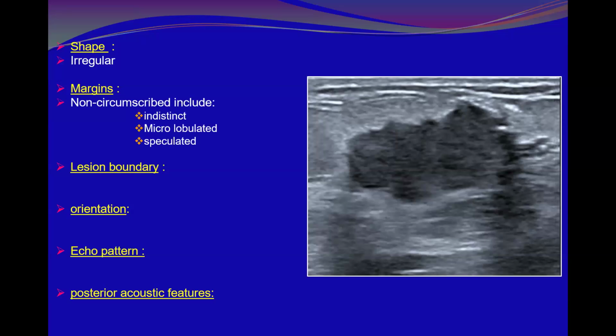Combined. Speculated, angular margin, microlobulated. Okay, lesion boundary: thick echogenic rim. Pseudocapsule partially seen. No, not capsule. No capsule here. You cannot expect a capsule with non-circumscribed margins, except if the lesion is partially circumscribed and partially not circumscribed. But if it is non-circumscribed throughout, you don't expect one.